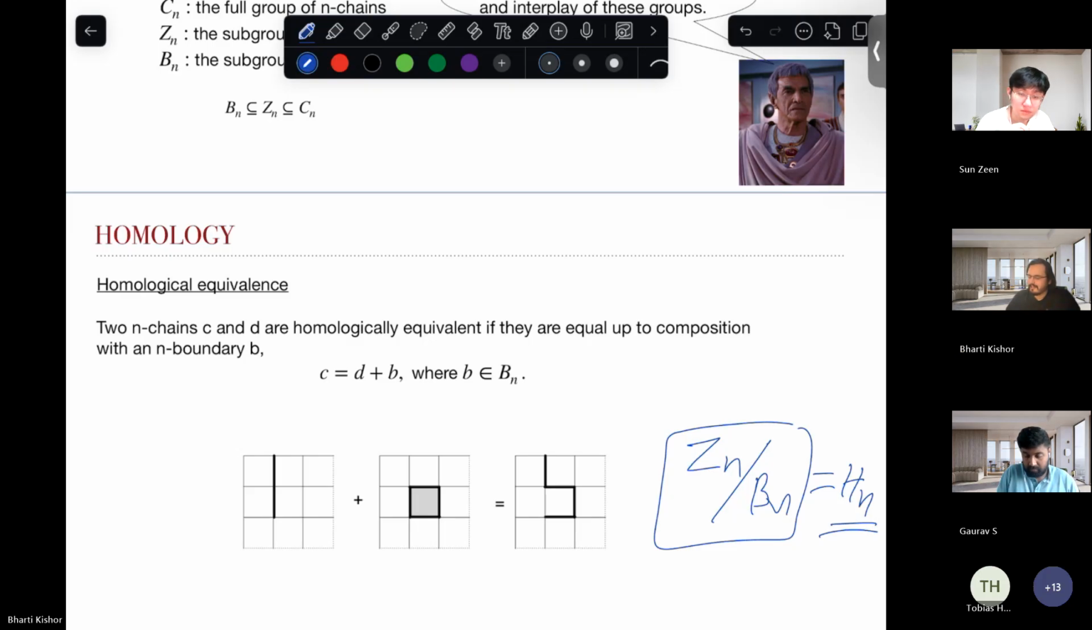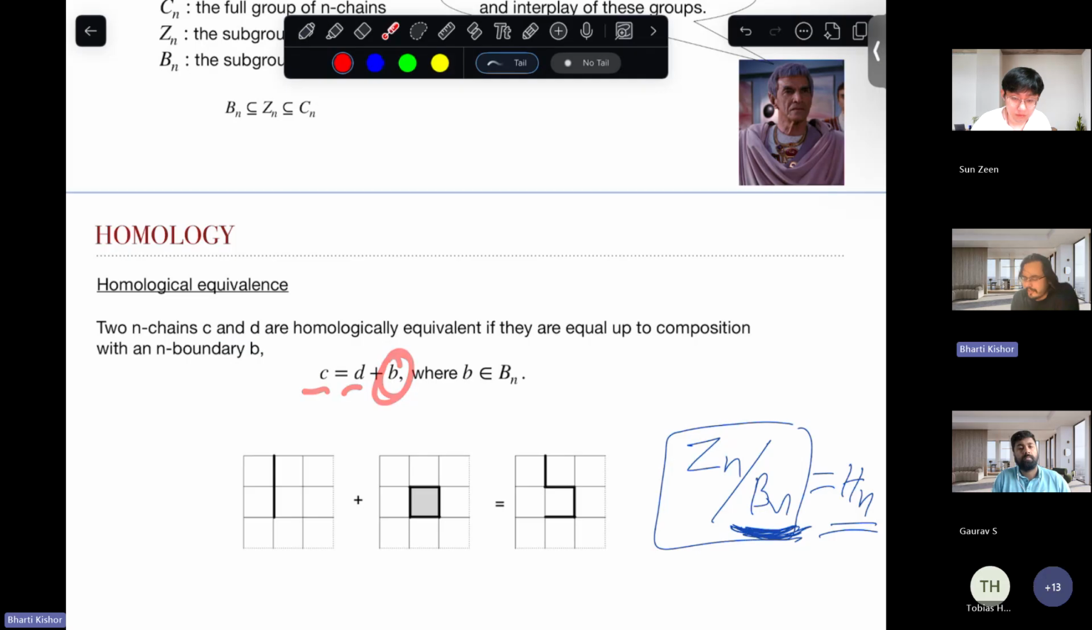And it's basically this idea that you are saying I can add an element of the boundary group, and if I still remain in the same set, then they are equivalent. Anyway, I think I made a jump here, but I will explain this slowly. So 2n chains C and D are homologically equivalent if they are equal up to composition with an n boundary B. So I have a chain C, I have a chain D, and if there exists a boundary B such that I can go from C to D, then I will say C and D are equivalent.